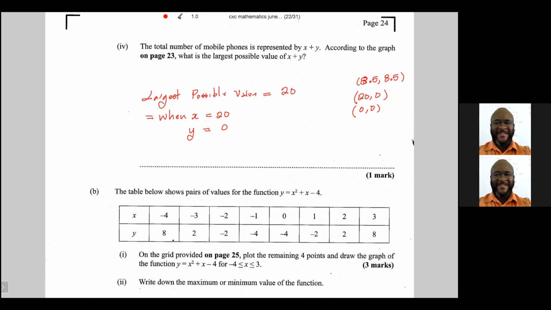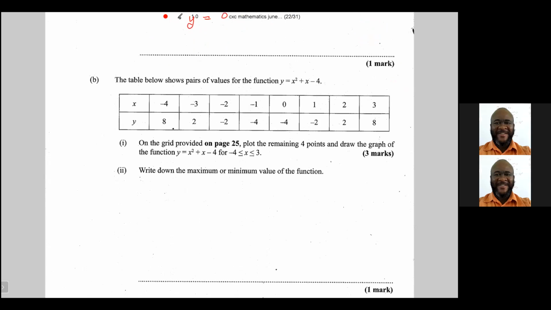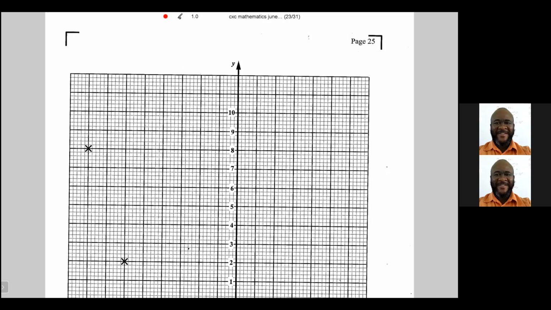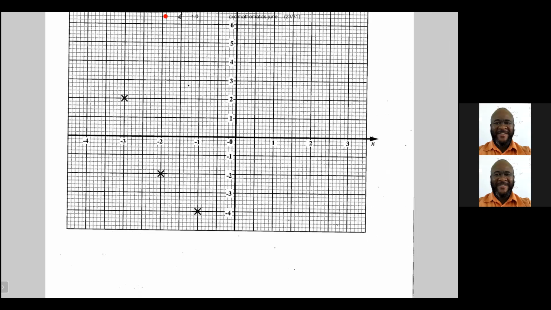Let's have a look at the B part of the question. All right, so for the B part of the question, it says the table below shows pairs of values of the function y is equal to x squared plus x minus 4. On the grid provided on page 25, plot the remaining 4 points and draw the graph of the function. So we need to plot the remaining 4 points and draw the graph of the function and write down the maximum or minimum value of the function. All right, so let's see which points are plotted and which points are not plotted. The first half of it is plotted.